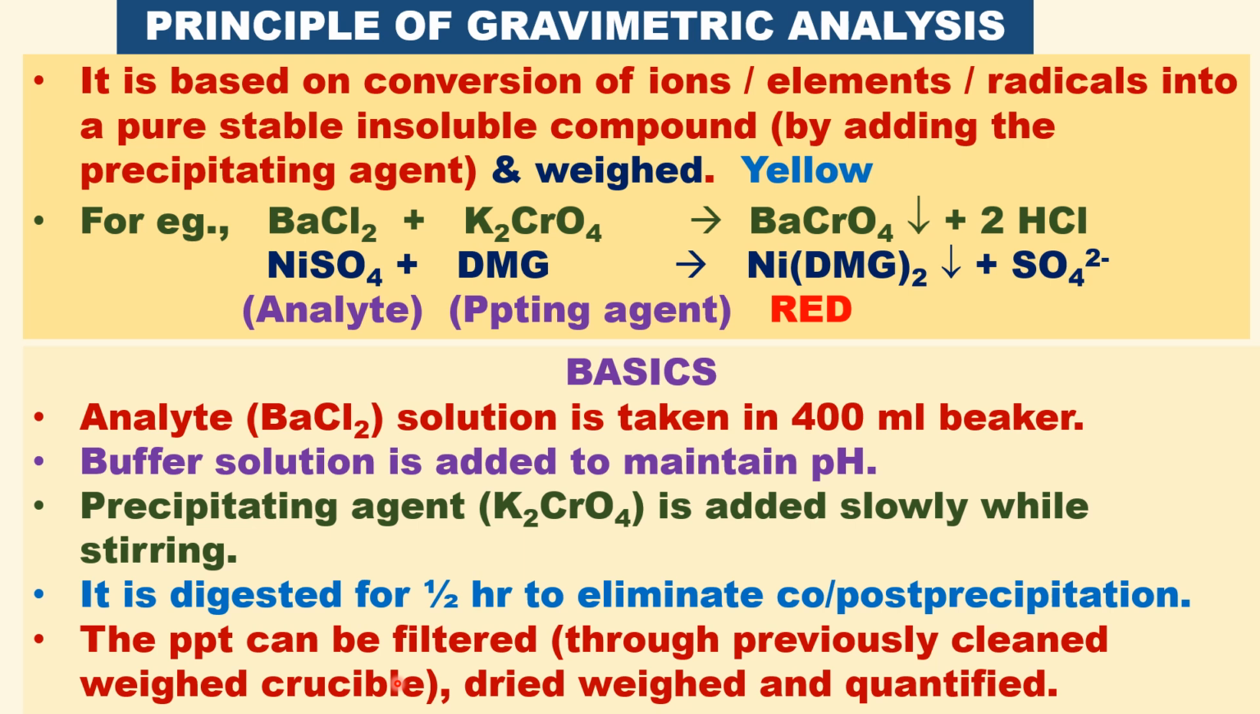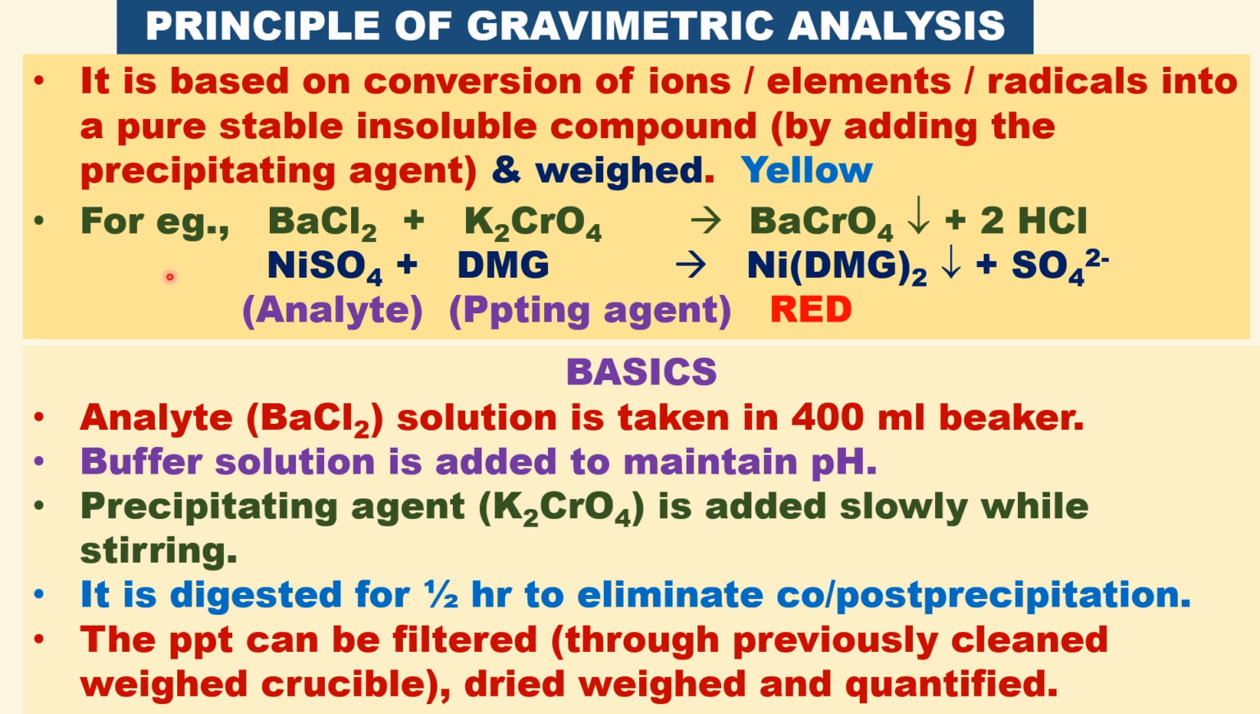The crucible should be clean and previously weighed, and the precipitate is filtered. The precipitate obtained in the crucible is dried and weighed, and then quantified by doing the calculation.